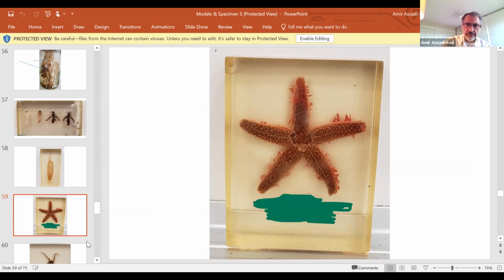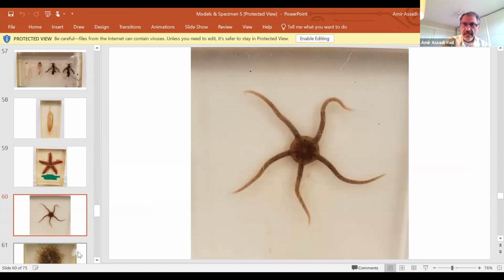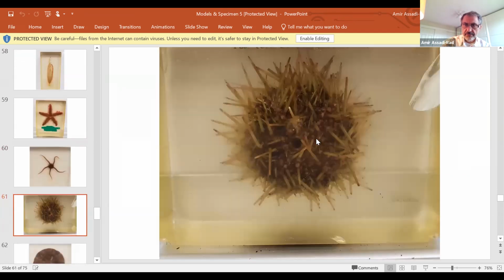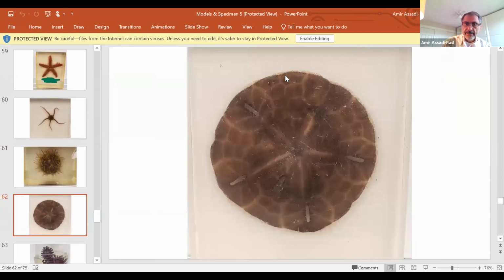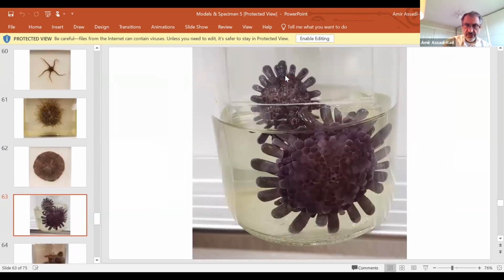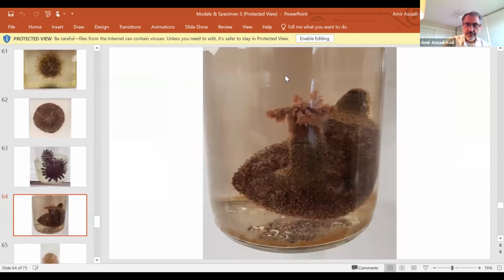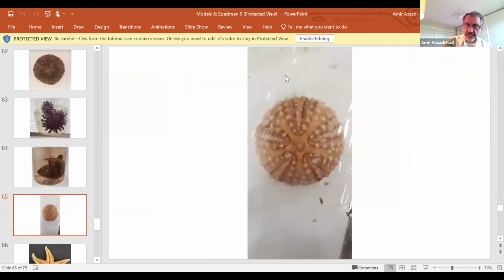And then what do we have? Class Asteroidea, central disc. Brittle star, common name, class Ophiuroidea. These are sea urchins, class Echinoidea, and these are all spines. Sand dollars, Echinoidea. Sea urchins, Echinoidea. Sea cucumber, Holothuroidea. Sea urchins, Echinoidea.